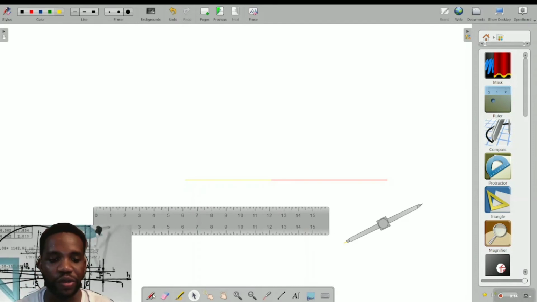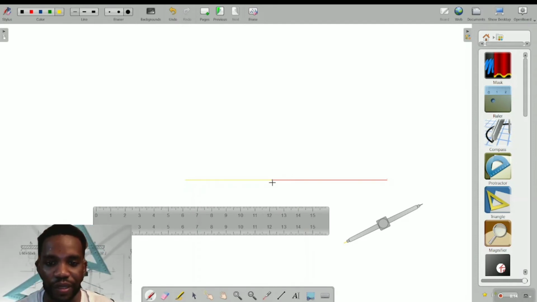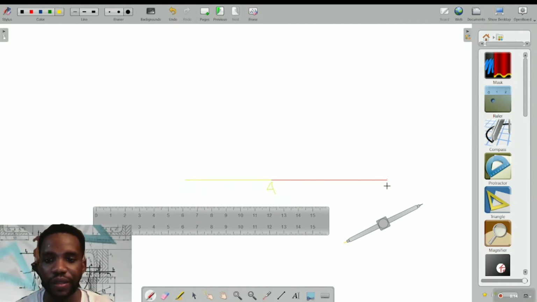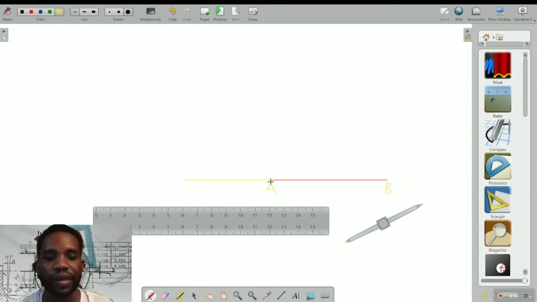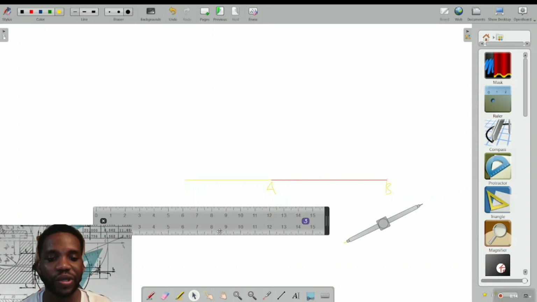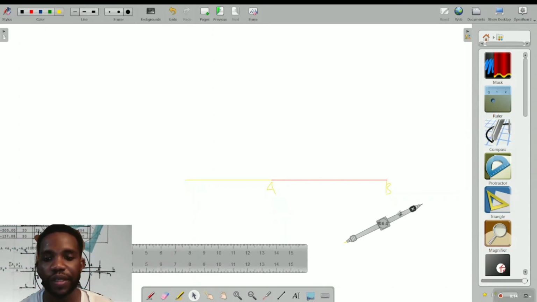Now, of course, what you're going to do is mark it off. So probably you have a tick there, so you have A, you have B here. Now, of course, AB is your major line. The extension is just a part of your construction because you're going to be using it. Good.